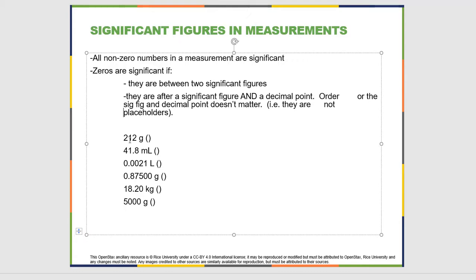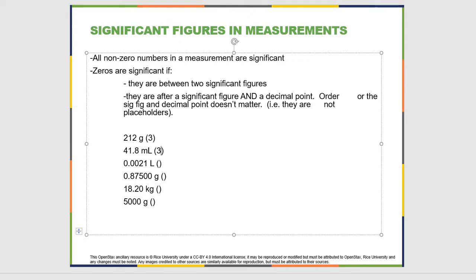And also the rules for zeros, because the rules for zeros are the most complex, because zeros can be placeholders. The first thing to know about significant figures is all non-zero numbers in a measurement are significant. So if we look at the example 212 grams, this has three significant figures. None of them are zero, so they're all significant. If we look at 41.8 milliliters, this also has three significant figures because, again, none of them are zero.